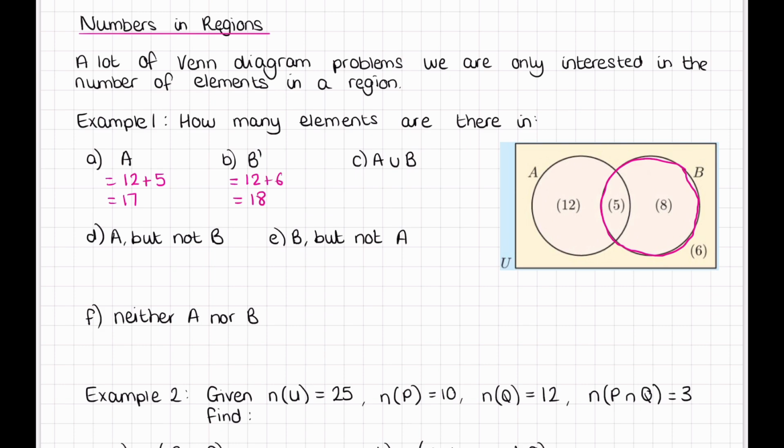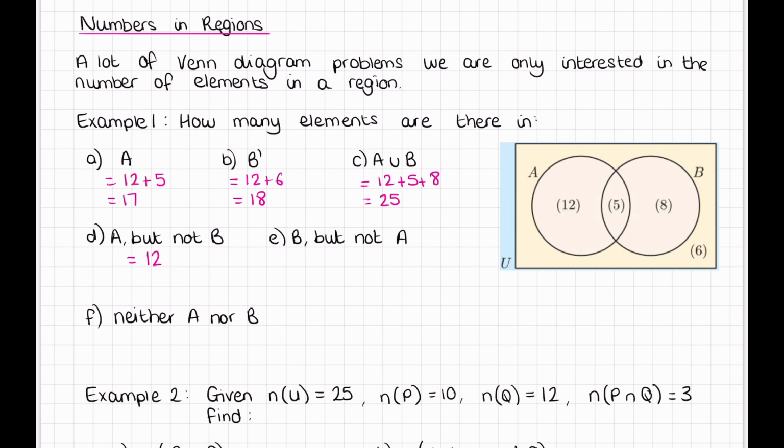give us 18. The next one, A or B, which means A or B or both, remember. So it would be an A or B. So everything that's in those circles, which will be the 12 plus the 5 plus the 8, which equals 25. Part D, how many in A but not B? A but not B would just be the 12.